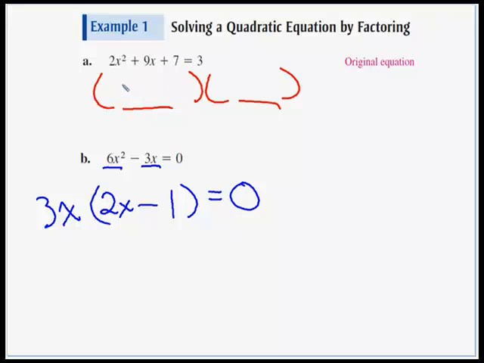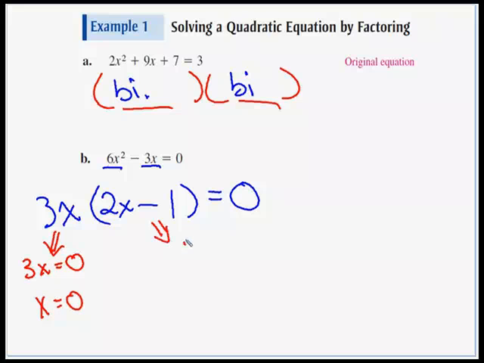Now, in the first example, we had a binomial times a binomial. Now we've got this single term times a binomial. But the idea is still the same. We're going to set each term to 0. First, we set 3x equal to 0. We divide by 3, and we get x is 0.